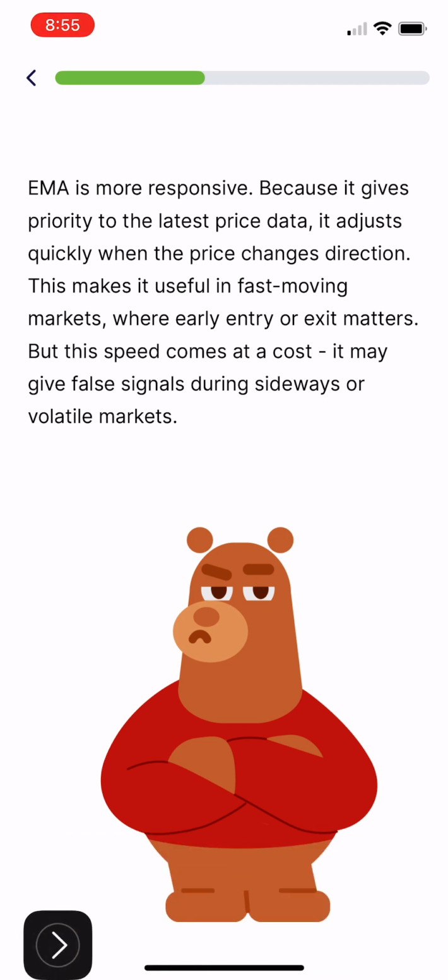EMA is more responsive. Because it gives priority to the latest price data, it adjusts quickly when the price changes direction. This makes it useful in fast-moving markets, where early entry or exit matters. But this speed comes at a cost. It may give false signals during sideways or volatile markets.